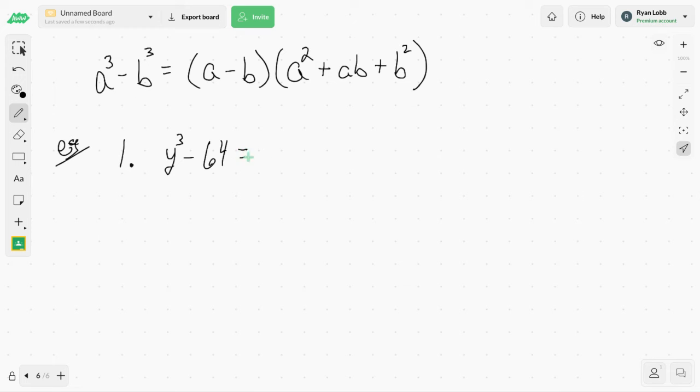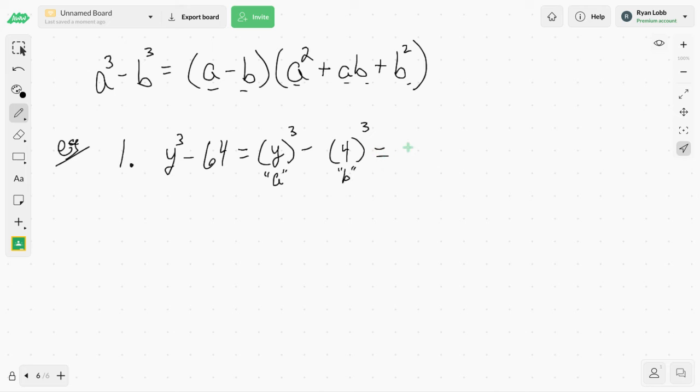So when I look at this, I think, all right, well, what do I cube to get these respective terms? Y cubed, well, y. 64? What do I cube to get 64? 4. 4 times 4 times 4 is 64. That tells me what I'm going to replace in these respective spots for the A and B, right? This is the value of A. This is the value of B up in that little formula up top.